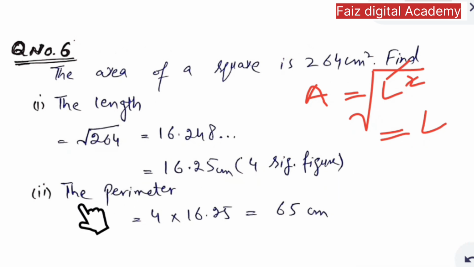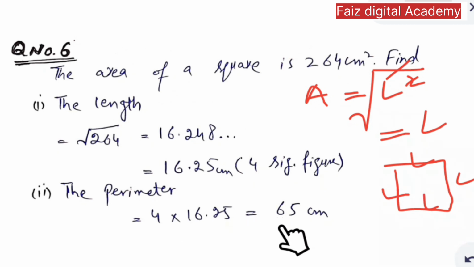Similarly, then we have to find out the perimeter, and to find out the perimeter we have to multiply the length of one side by 4, because all sides are equal for a square, L is equal to L is equal to L, so we multiply this by 4 to get the perimeter, and the answer of the perimeter is 65.